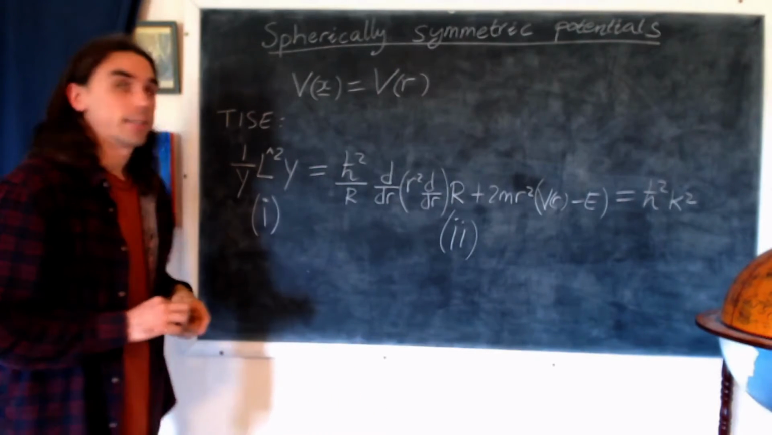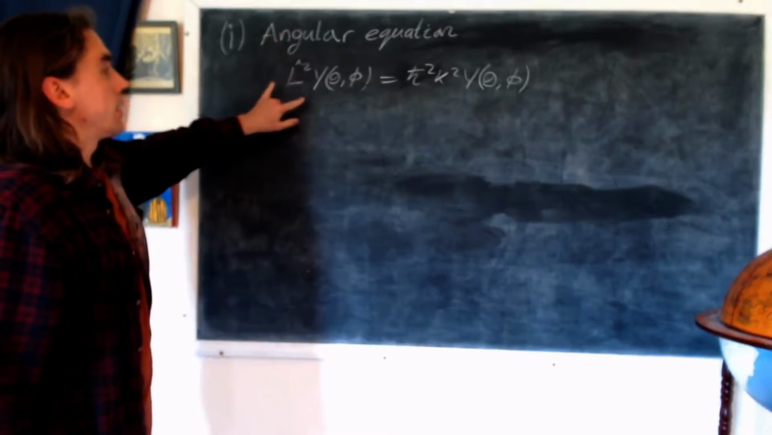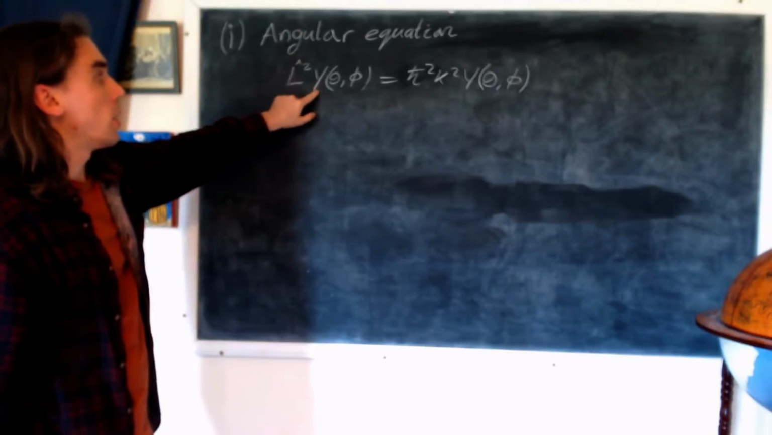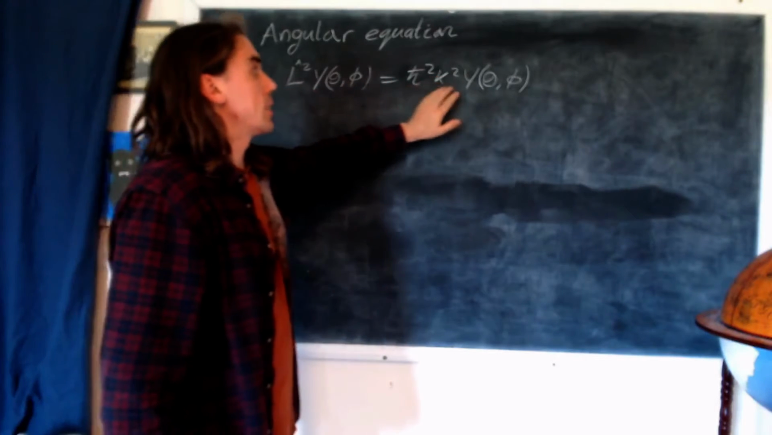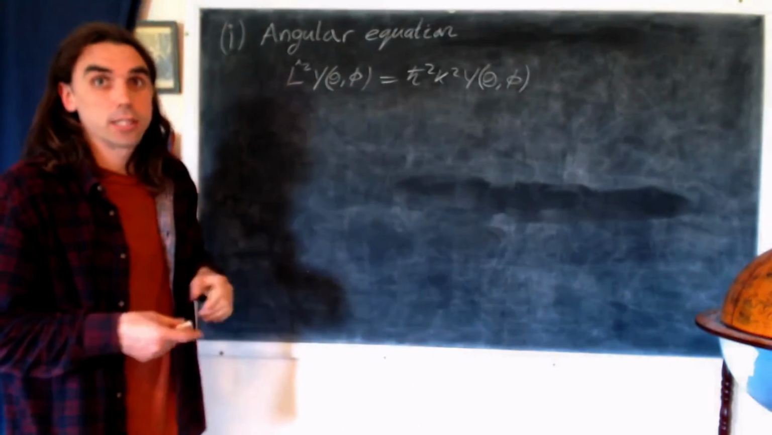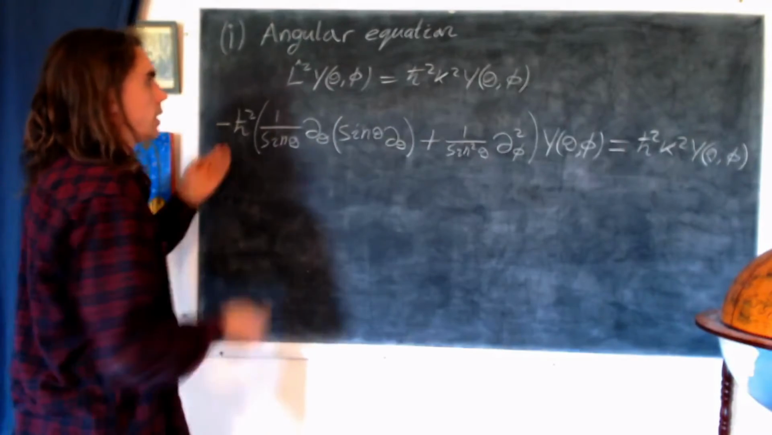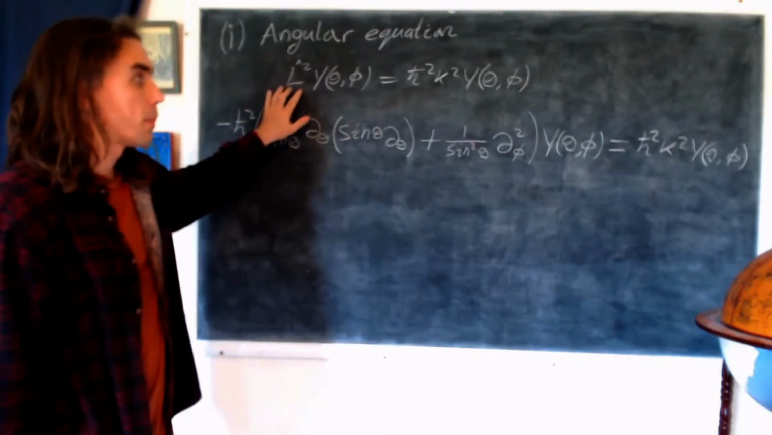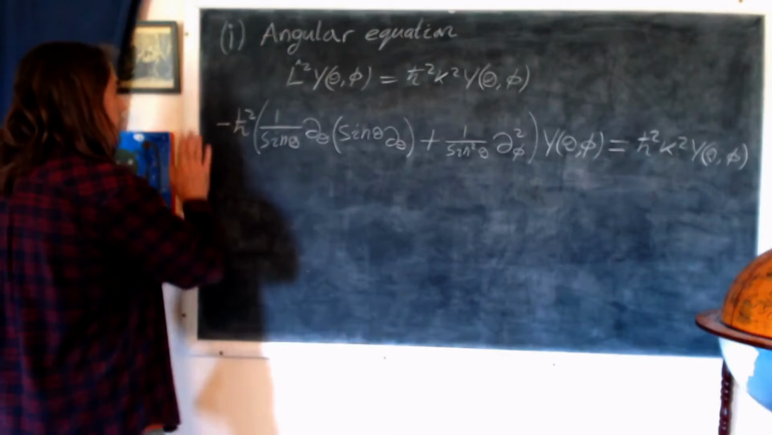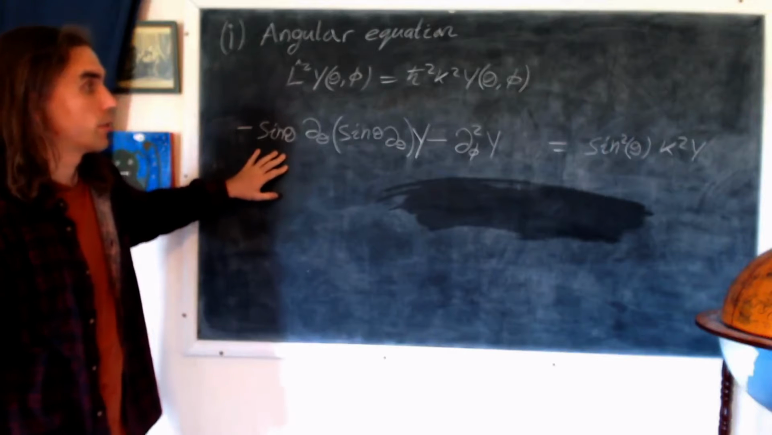So first let's look at the angular part, equation 1. So our angular equation tells us that the angular momentum squared operator, L squared, acting on Y of theta and phi equals h bar squared k squared Y of theta and phi. We've seen in a previous video, or you can just work it out, that in angular coordinates, the angular momentum squared operator can be written as follows, just expanding the operator here. If we multiply through this entire equation by sine squared theta, we get the following, where I've also divided through by the h bar squared on both sides.